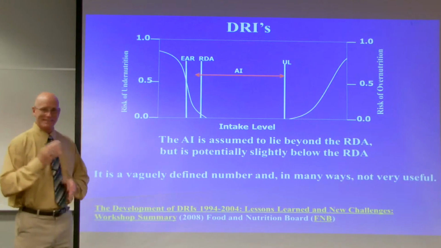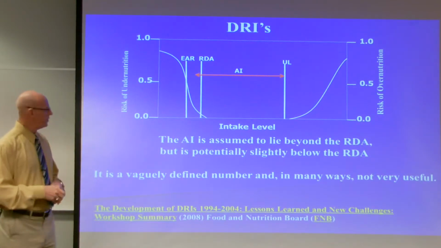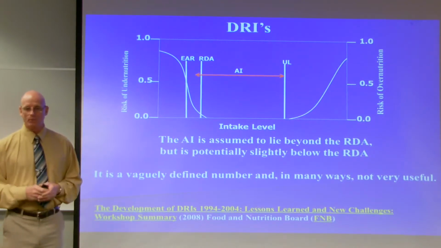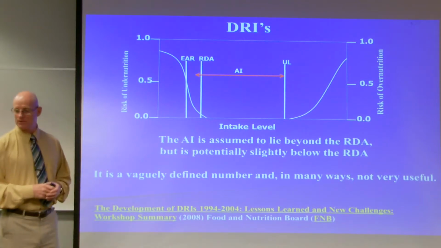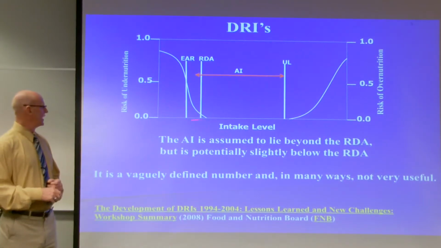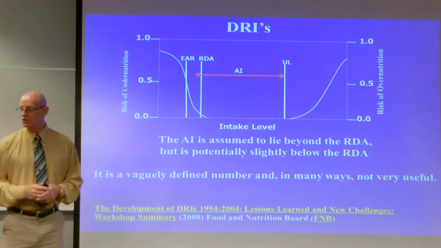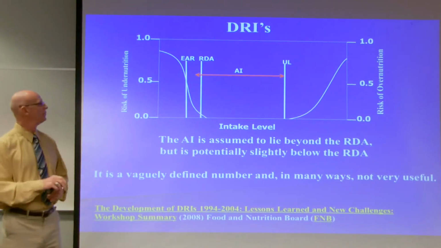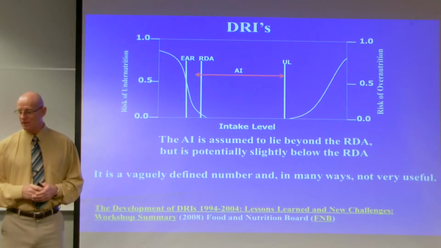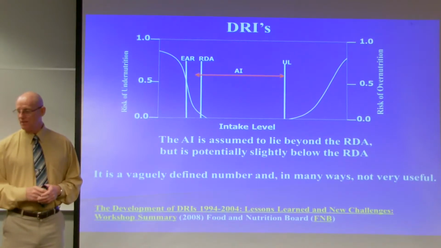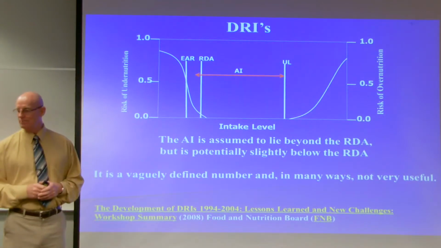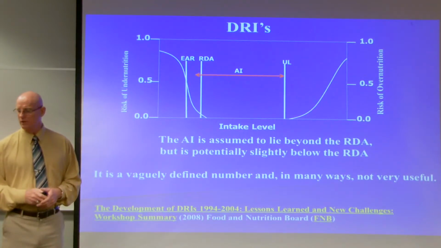So this adequate intake is a little vague. This is an article that I pulled up from the Food and Nutrition Board, they're the ones that set the dietary reference intakes, the DRIs. So this article says that the adequate intake is assumed to lie beyond the RDA, but is potentially slightly below. That's why I have the red arrow a little bit past. It is a vaguely defined number, and in many ways not very useful. So stick with the RDAs if you can, estimate average requirements, and recognize the upper level intakes.